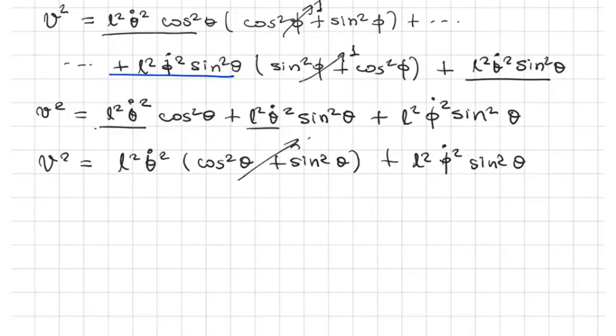Okay, this is equal to 1, we know. Then the velocity squared is equal to L squared theta dot squared plus L squared phi dot squared sine squared of theta. We know guys this is a little bit exhausting and long, but we needed to calculate this velocity in spherical coordinates.